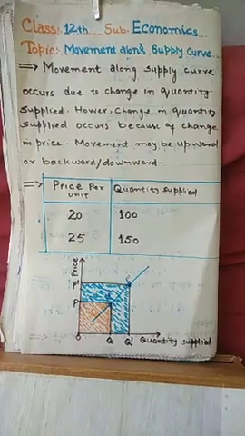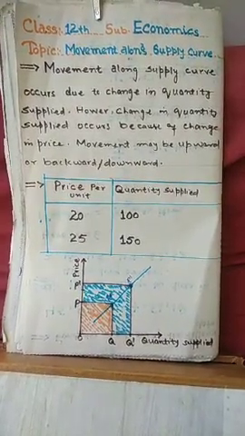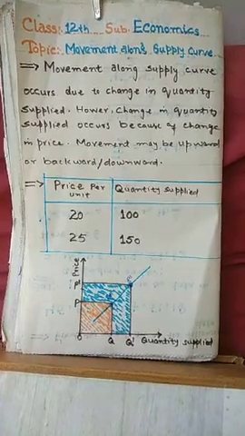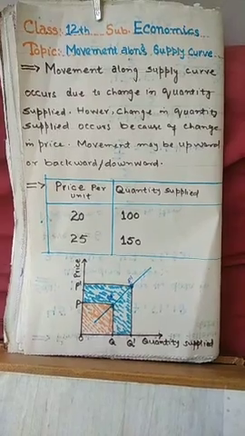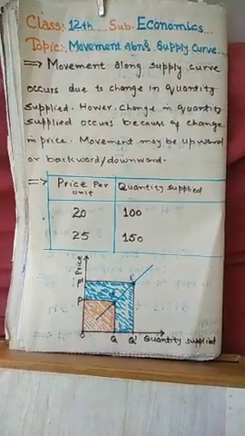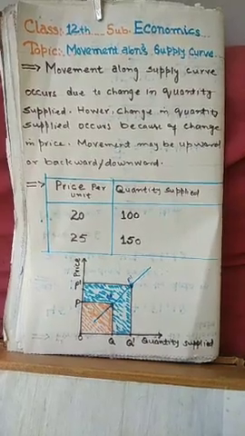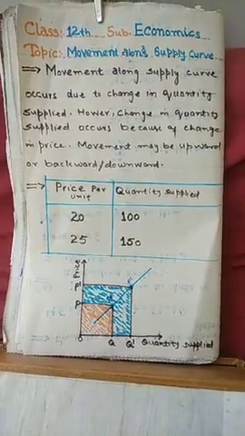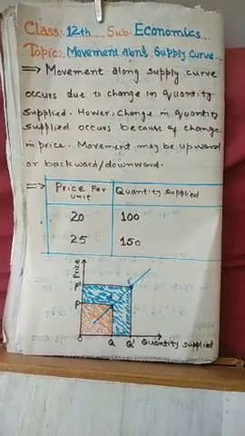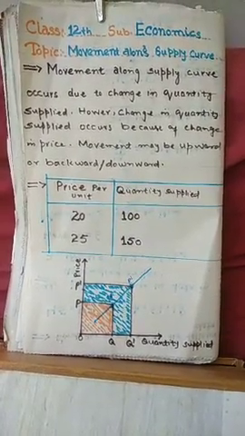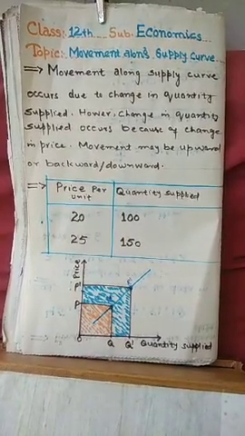Why movement along the supply curve occurs? Dear students, it is because of change in quantity supplied. Now here question arises, why quantity supplied changes? Yes dear students, as you have studied that quantity supplied changes because of change in price.